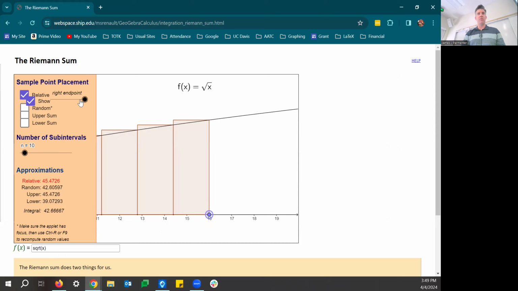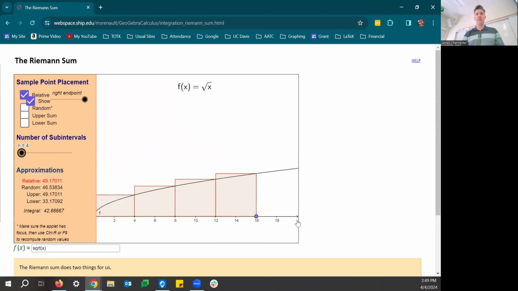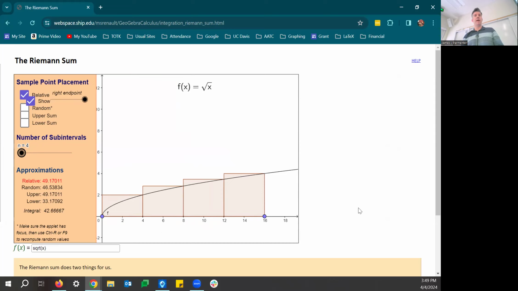I want to use right endpoint, which I'm already on. I could use left. That means right. And then I want n equal to 4. So then if we zoom back out, look at that. There's our estimate. And look at the value there, 49.17.